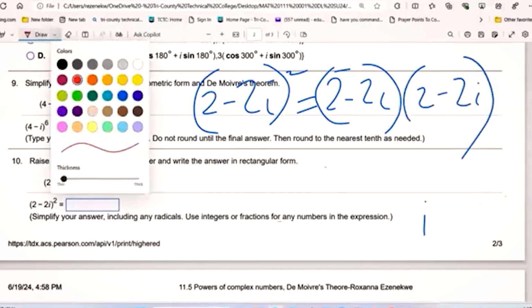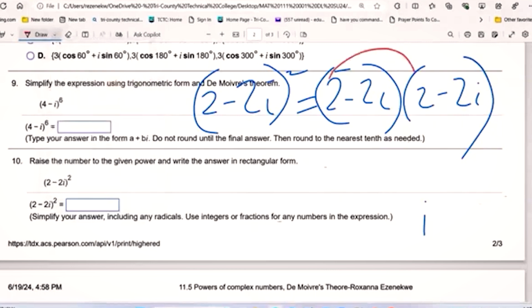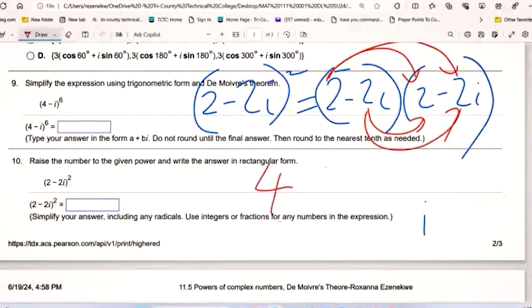So foiling it, I multiply this and this, and this and that, and I get an answer. So 2 times 2 is 4. 2 times negative 2i is negative 4i. Negative 2i multiplied by 2 is negative 4i again. Negative 2i multiplied by negative 2i is positive 4i squared.